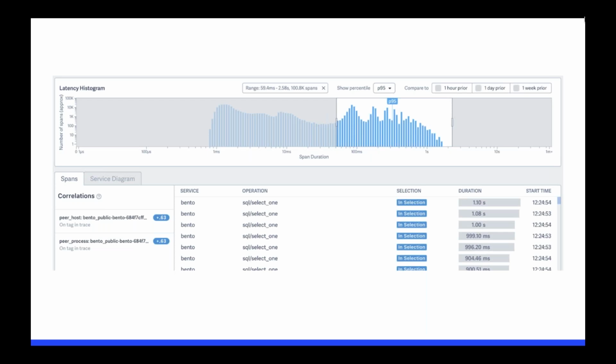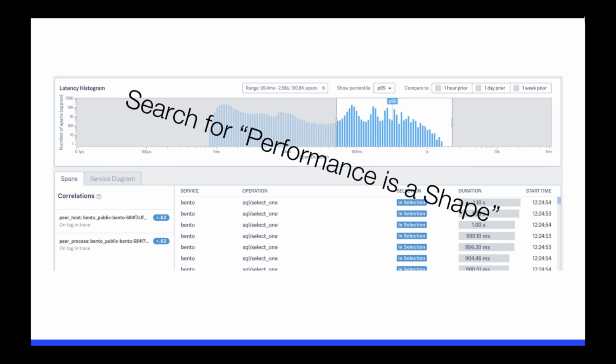And I'm not going to get any more into that, but if you're interested, search for performance as a shape. We've got another talk on devops.com to talk about how you can think of performance not just as a single number, but really as a much richer set of behaviors, and try to understand how that can help you better understand your service.